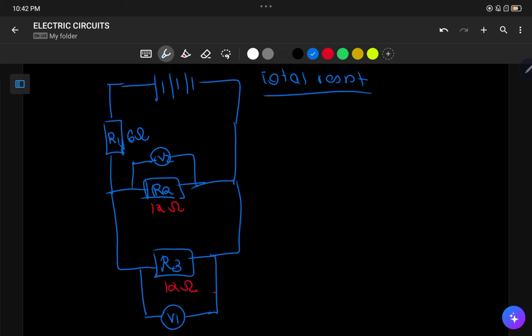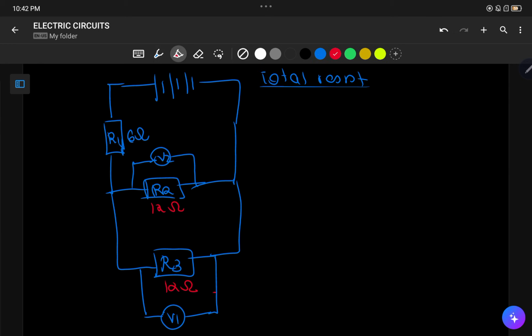In the previous example, I made an illustration on how to calculate total resistance for resistors that are in series only, and for resistors that are in parallel only. But in this illustration, you can see there's one resistor that is in series that follows one pathway. And then when you reach this aspect, there's a split in terms of the pathways. There's pathway number 1, and then there's pathway number 2.